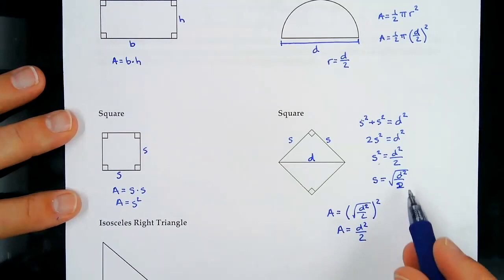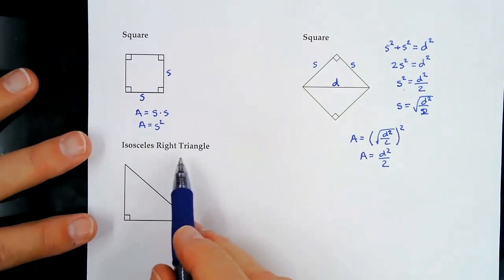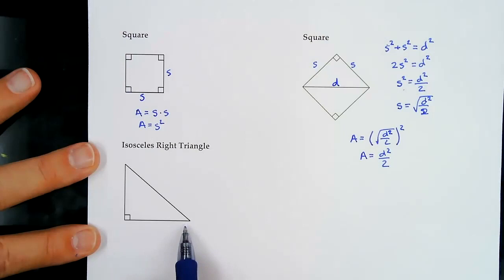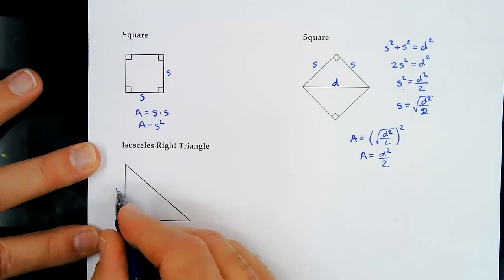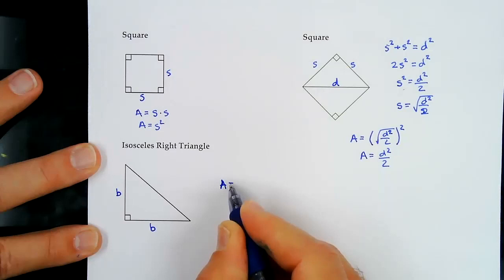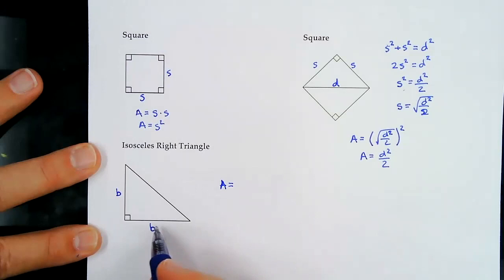All right, then this next one, for the isosceles right triangle, this is the base or a leg of the right triangle. Now, because it's isosceles, these two legs have to be the same length. So if this is the base, this is also the base. Remember, for a triangle, the area is 1/2 base times height. Well, this base and the height are the same length, but since it's isosceles, they're the same.